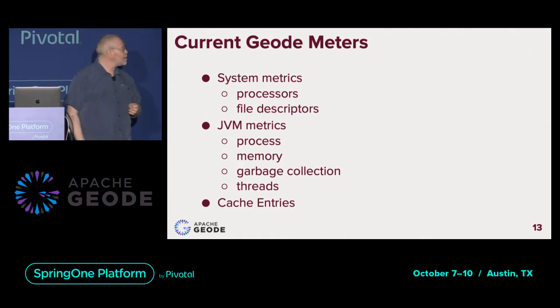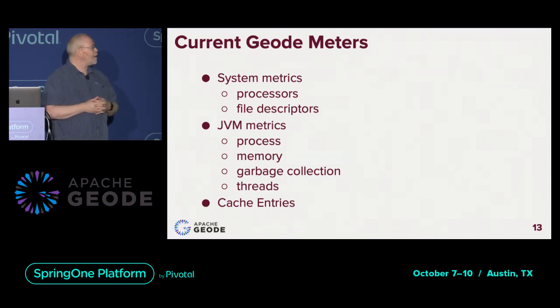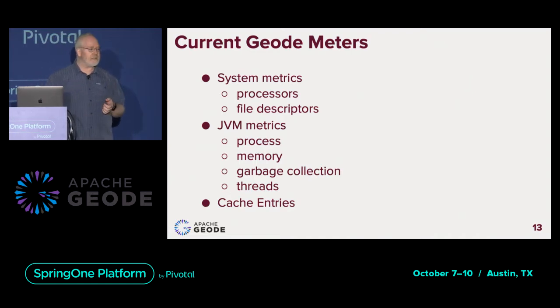Current Geode meters: we have a number of meters that tell you what's happening on your system, CPU usage, file usage. A number of meters tell you what's going on in your Java processes, how long the process has been up, when it started. A number tell you how JVM memory is being used in your process, a number tell you what's going on in your garbage collection system, and some meters tell you how many threads you have running and what states they're all in. We also have a number specific to Geode, for example, the number of entries in your cache.